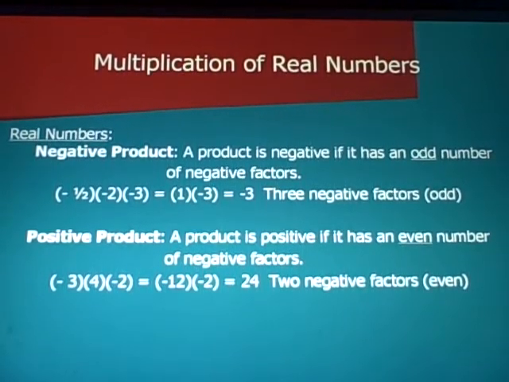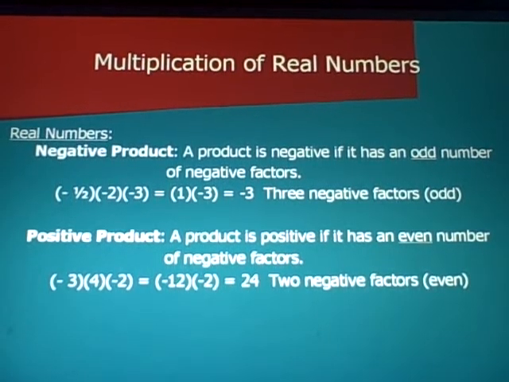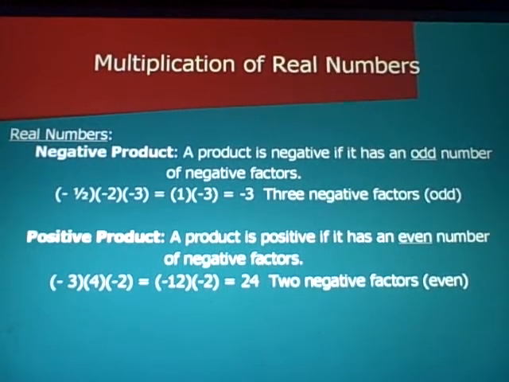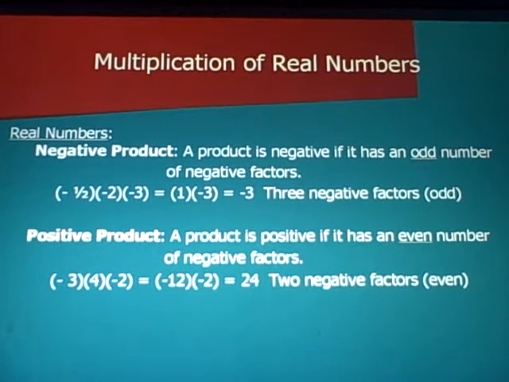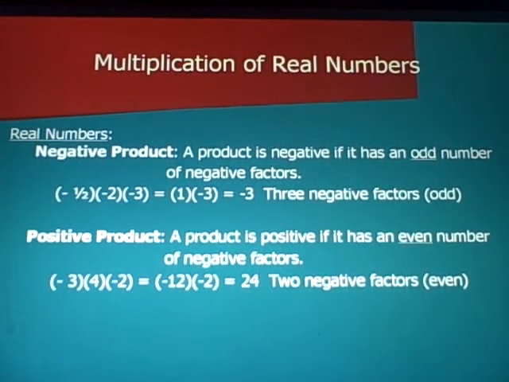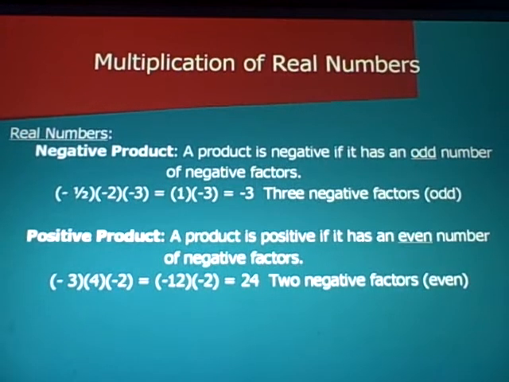I think this slide is a little more helpful. Negative product. The product of numbers is negative if there is an odd number of negative factors. The factors are the individual numbers you're multiplying. So look at this example. We have 1, 2, 3 negative numbers we're multiplying together. Minus a half times minus 2 is 1. We multiply that by the minus 3, we get negative 3 as an answer. The answer is negative because we have an odd number of factors. We have 3 factors.